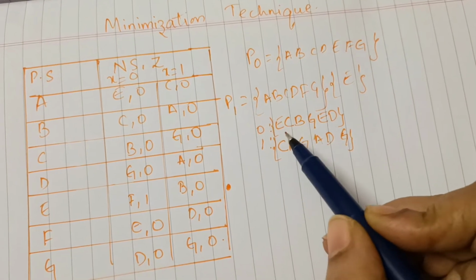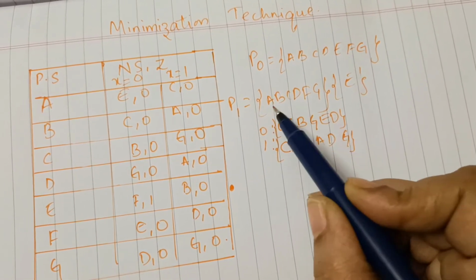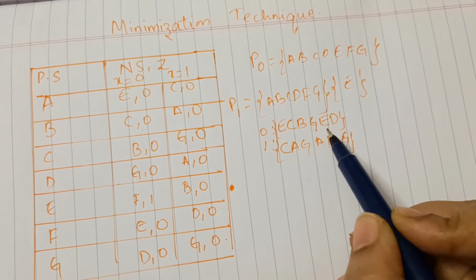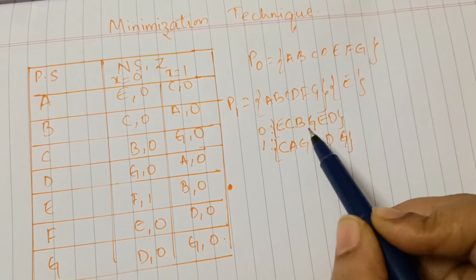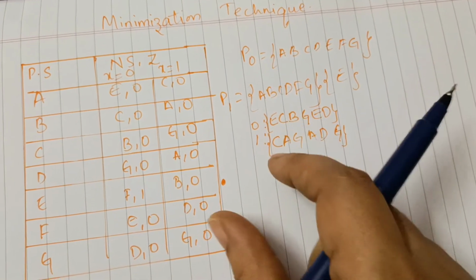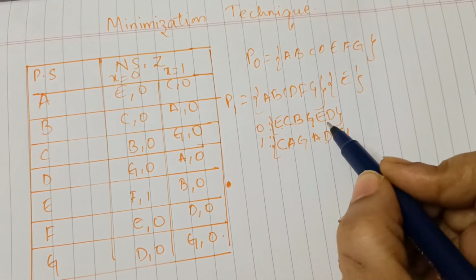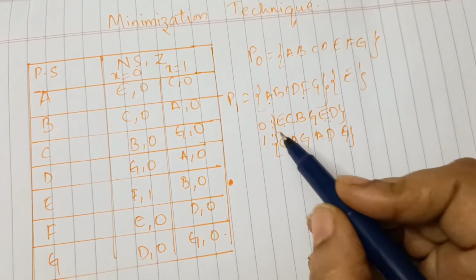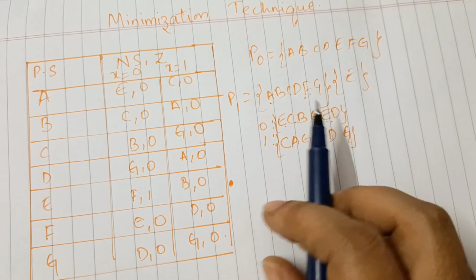So check whether all these values are in one block or not. Here we don't have E only. E is not there. That means these are the same, so we have to separate these two E values aside. E values aside means what? Here A is E, here F is E. That A and F we have to partition.